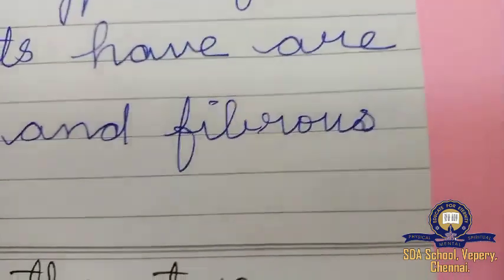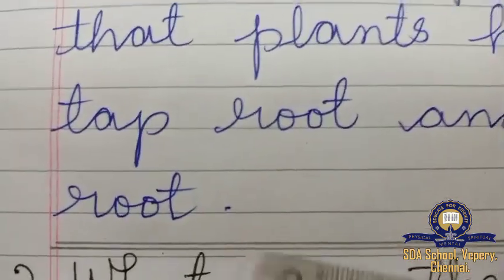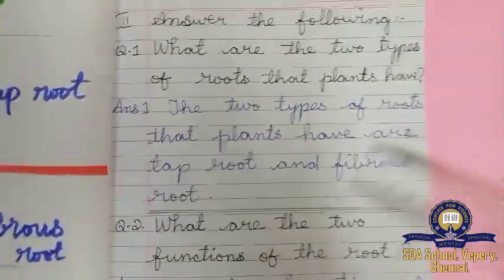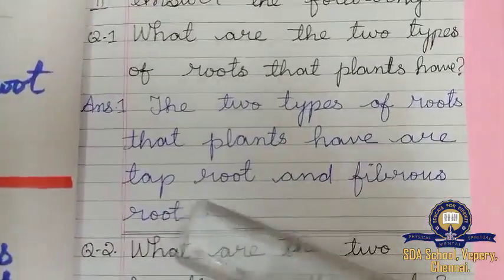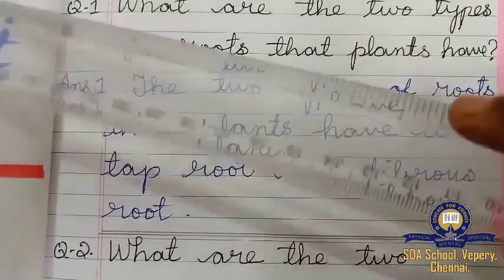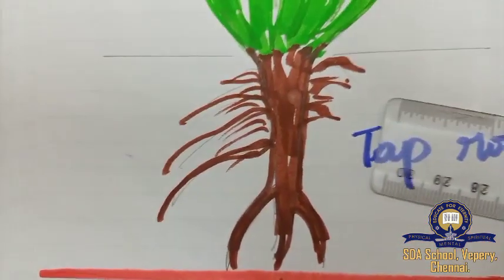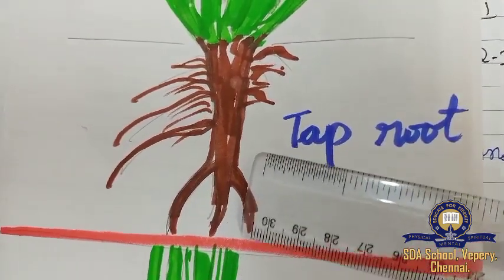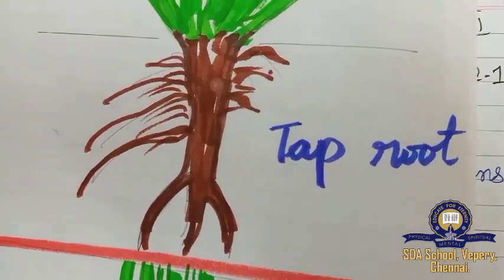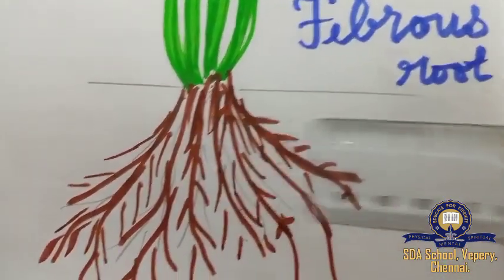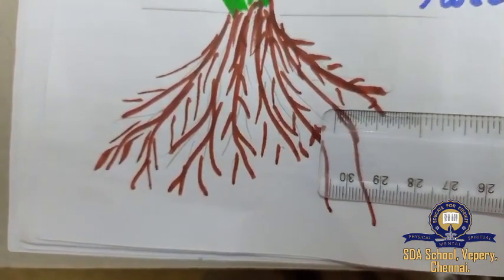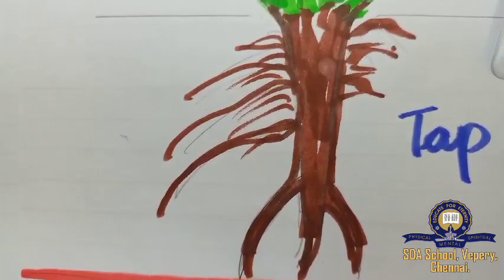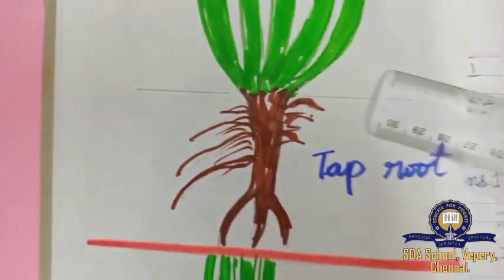What are the two types of roots that plants have? The two types of roots that plants have are taproot and fibrous root. Here you can see in the picture, the taproot is the main root. It is fixed firmly and deeply in the soil, and the fibrous root is on the top of the soil. It is not so deep and you can easily pluck it out. But the taproot is so deeply rooted in the soil.